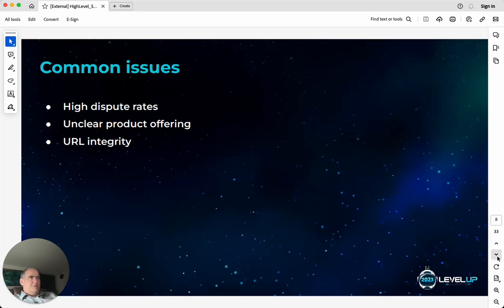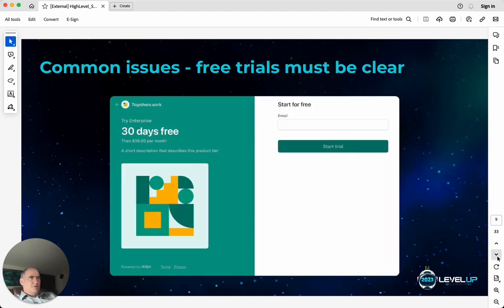Common issues: high dispute rates, unclear product offering, and URL integrity. That one's interesting, URL integrity. Free trials must be clear. I think this is an example of 30 days free, then $39 a month. It's hard to read, and it's a little bit unclear. They are focusing on the 30 days free, but I think that one could be more clear personally. I don't have any context to see whether this was a good example or a bad example.